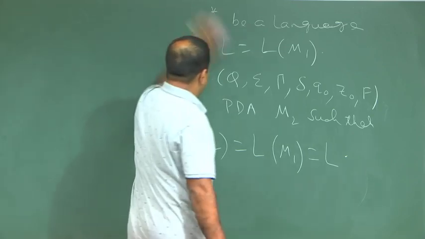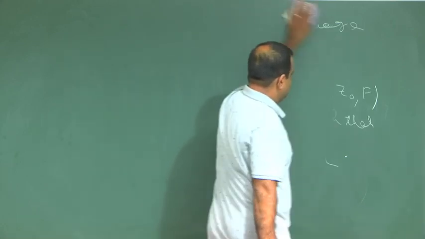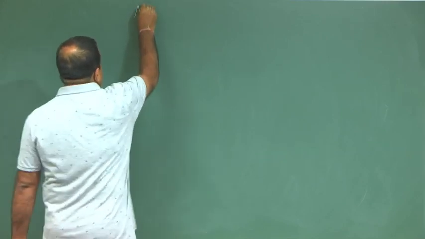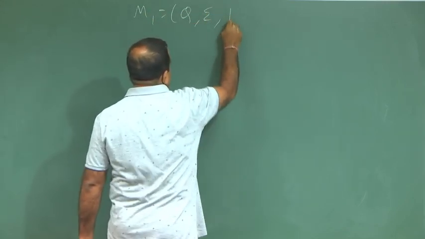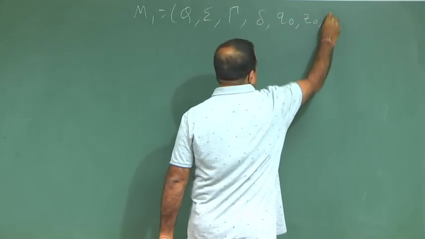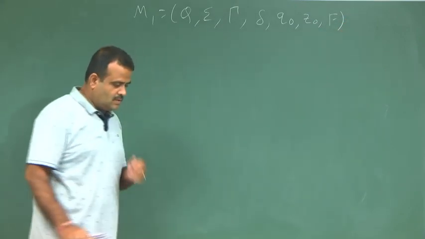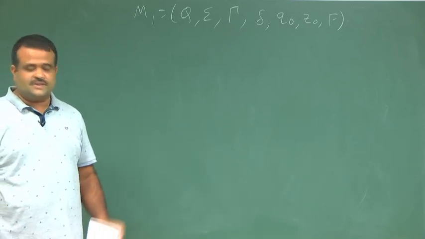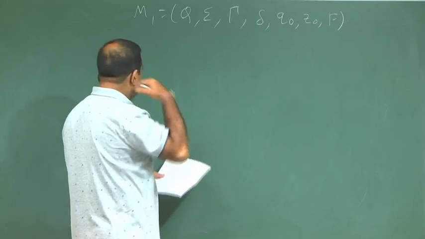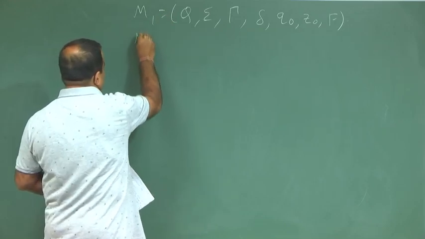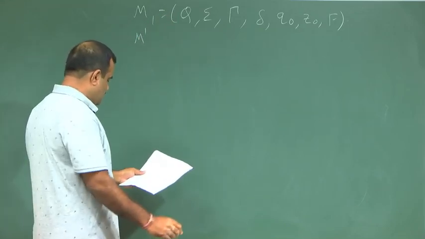So the proof is as follows. We are given M1. Now M2 will take help of two extra states. This is our M1. In the lecture notes, this is given as M2, but the notation does not make any difference, so we can take M prime if you like.